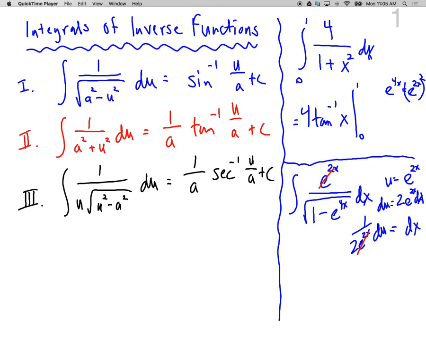So the bottom would be u squared. It's 1 over. It just doesn't matter though. Then you cancel the 1 over the square root to be 1 minus u squared, and then it goes into the first.